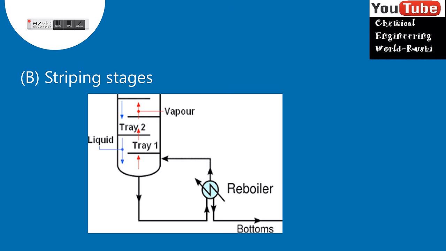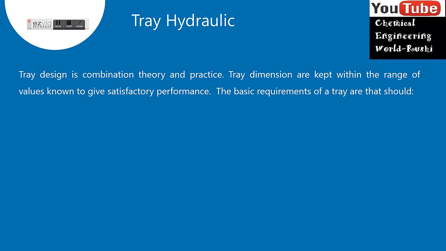At each separation stage, tray or stage in the packing, the vapor enters from the stage below at a higher temperature while the liquid stream enters from the stage above at a lower temperature. Tray hydraulics. Tray design is a combination of theory and practice. Tray dimensions are kept within the range of values known to give satisfactory performance.